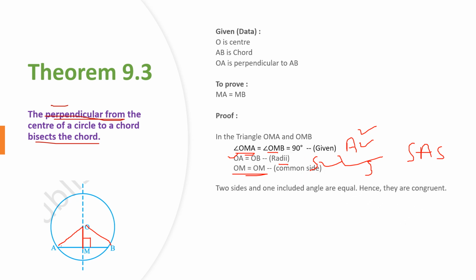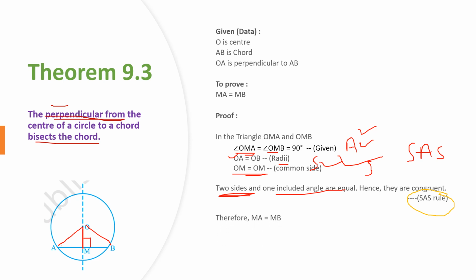Okay. Now what is the takeaway? What is the summary? Two sides and one included angle are equal among the two triangles. Hence, we proved that they are congruent. Congruent by what rule? By SAS rule. Okay, congruent by SAS rule. And we know what the SAS rule is, right? Last time we saw it.